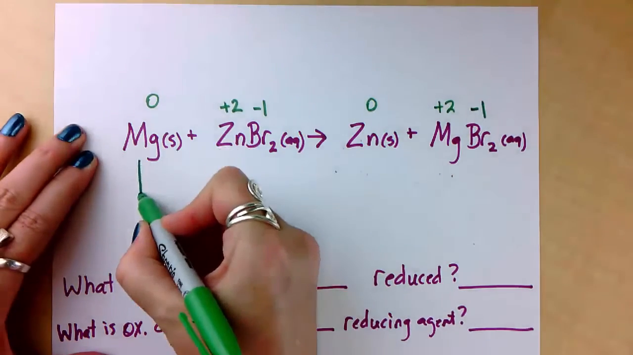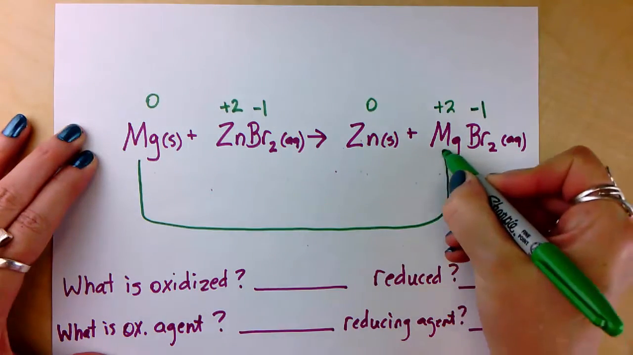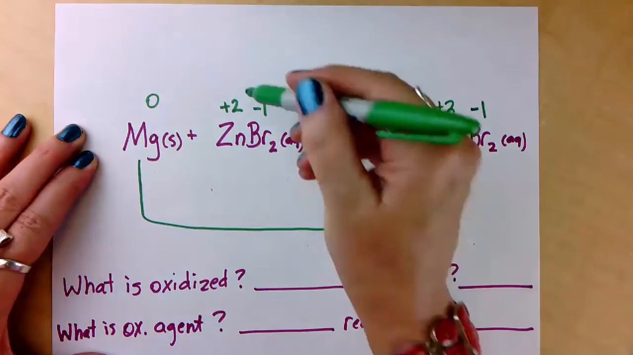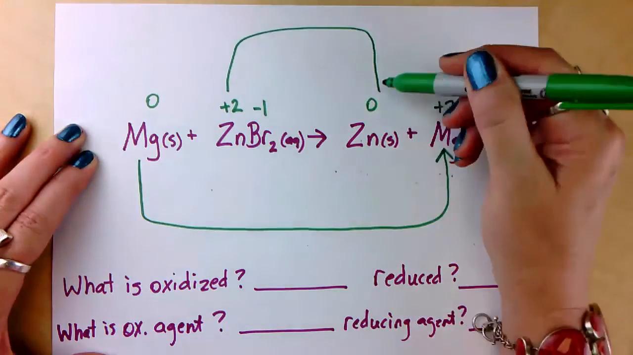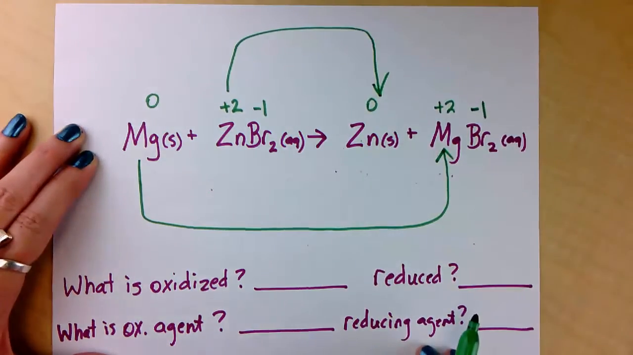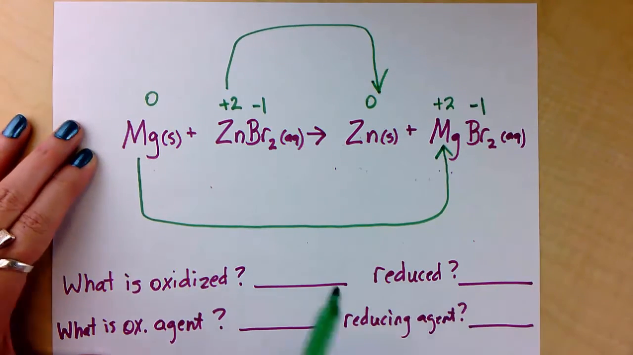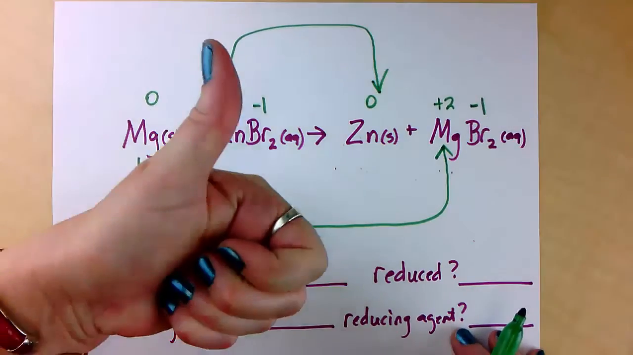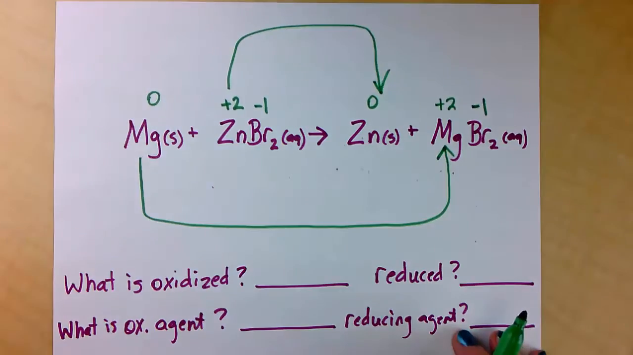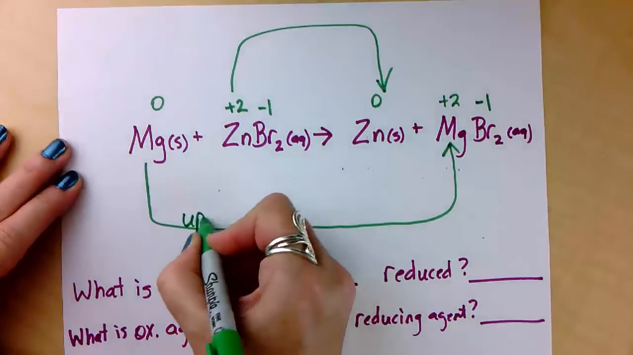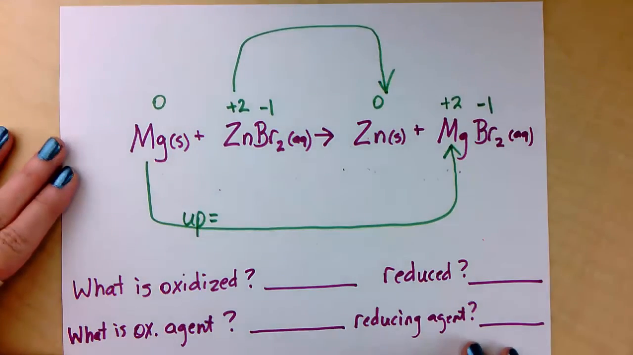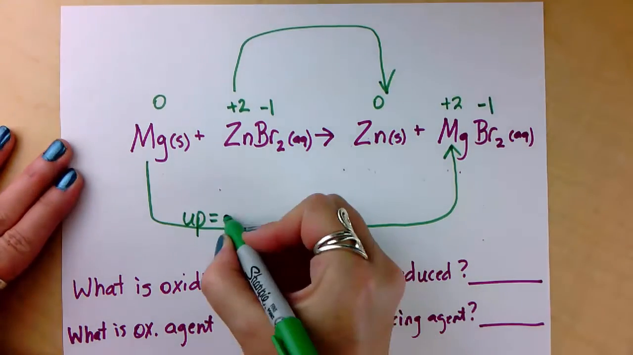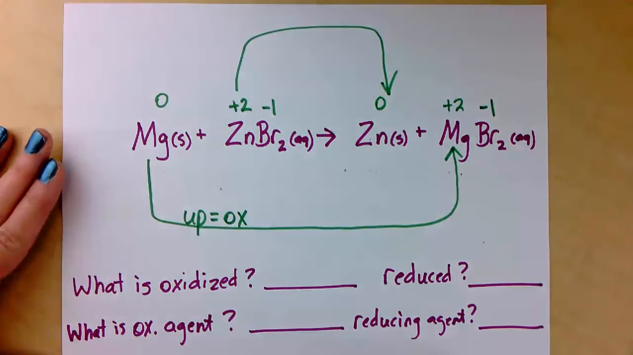So I'm going to draw a line connecting magnesium to magnesium and zinc to zinc. Let's look first at magnesium. The charge went from 0 to a +2. Is that going up or down? It's going up. What did we say up is? You're correct if you said oxidation.